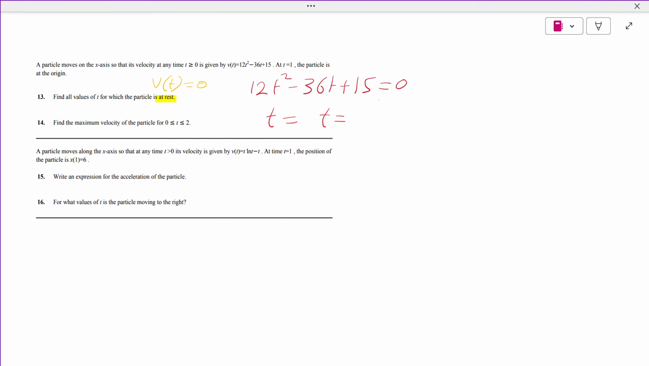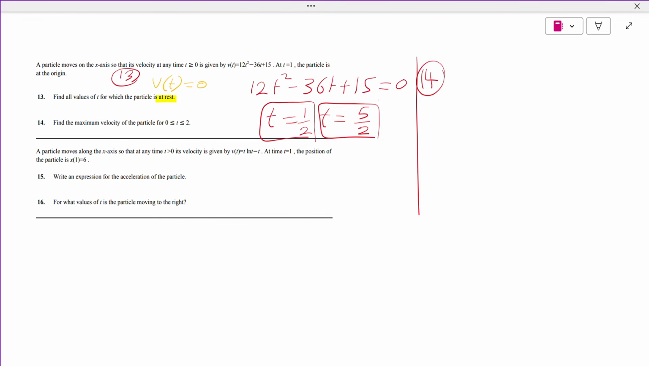there are two t values, right? There are two t values that are going to be what? Half and 5/2. Are they both in the given interval? There is no interval, right? It says at time t is bigger than or equal to 0. Question 14. This is question 13. Let's do question 14 here.